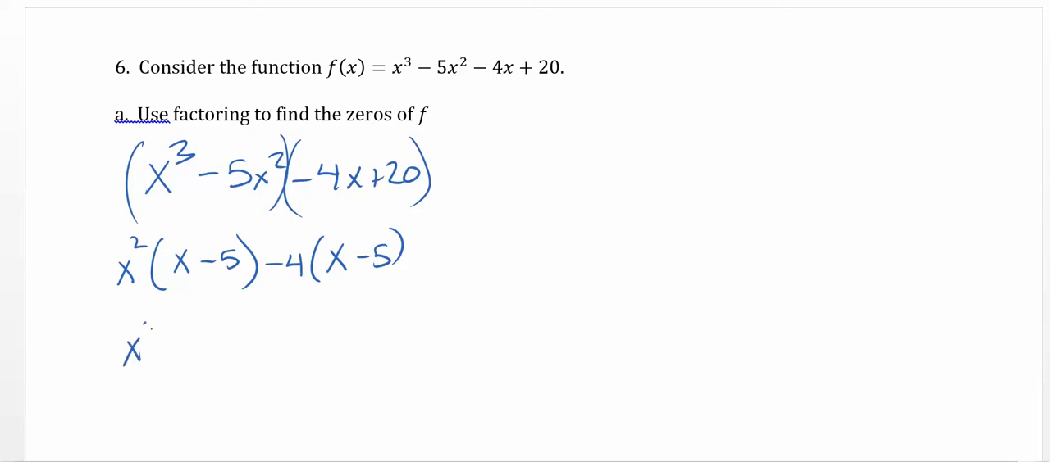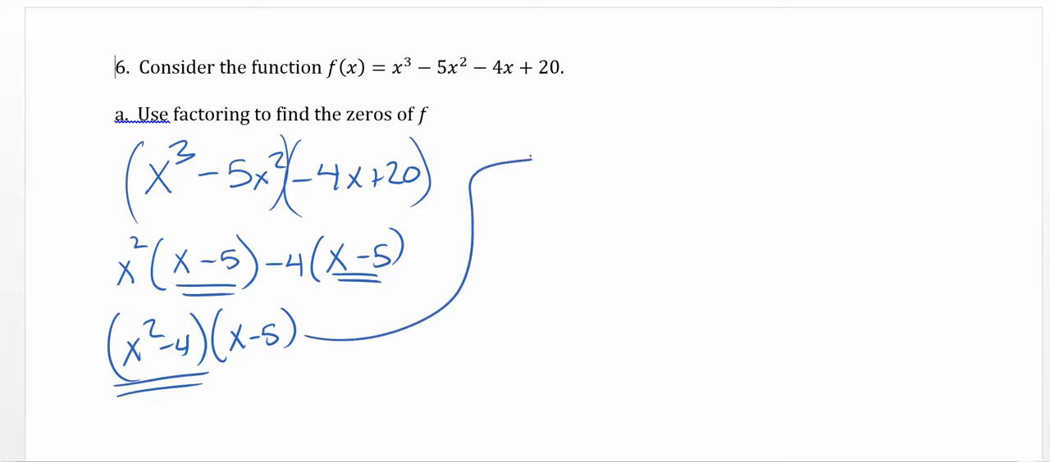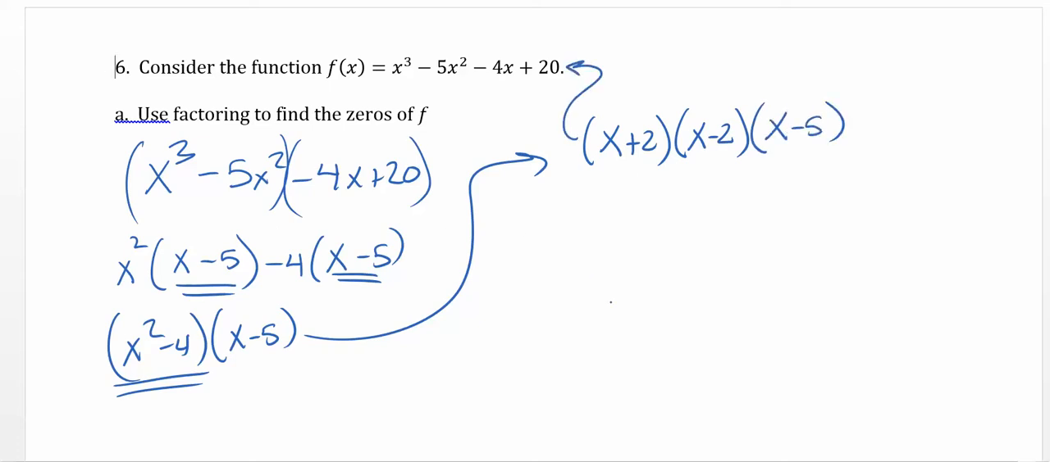So that leaves me with an x squared minus 4 times the quantity of x minus 5, since this is the common term to both factors here. So this part is the difference of two squares. So I can take this a little bit further to give me x plus 2 times x minus 2 times the last term there, which is x minus 5. So each of these is a factor of the polynomial up there.